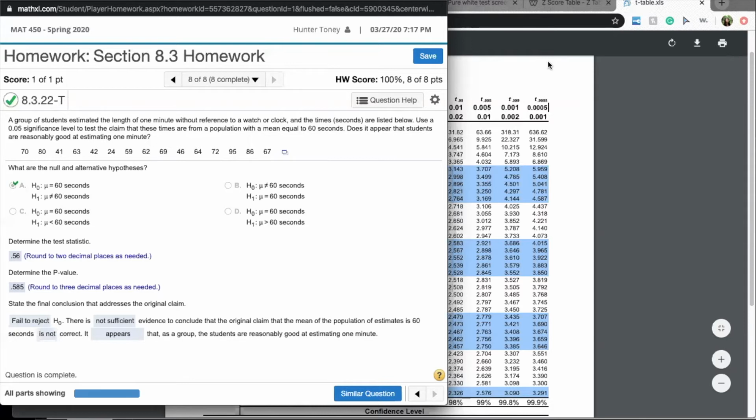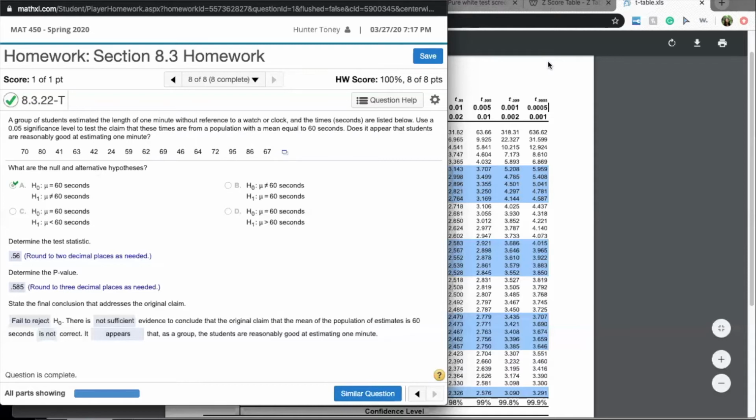So for our hypotheses, we're going to solely be looking if they can guess it or if they can't. We don't want to know if they can guess less than 60 seconds, or if they can guess more than 60 seconds, we're only looking at 60. So we're going to be setting up our null hypothesis to be equal to 60 and our alternative hypothesis to be not equal to 60, sorry.